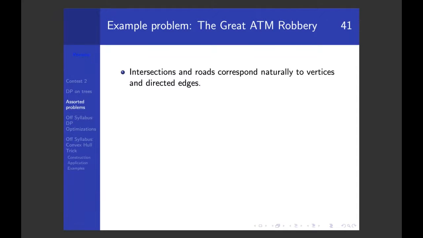So as I said, intersections and roads correspond to vertices and edges in a directed graph, because roads are one way. Intersections are nodes. Fairly common flavor text for a graph problem. One observation is when you reach an ATM, you might as well steal all the money. There's no reason to not steal from an ATM, because every ATM has a non-negative amount of money. So you're always making money when you rob from them. So whenever you visit a node, just take the money.